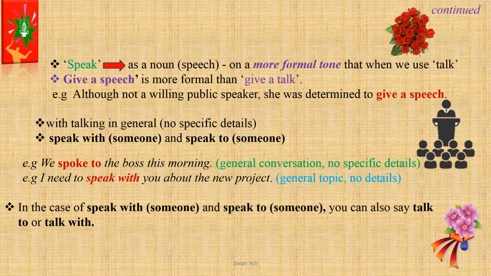We can use speak with someone and speak to someone. For example, we spoke to the boss this morning. General conversation, no specific details. I need to speak with you about the new project. General topics, no details. In the case of speak with someone and speak to someone, you can also say talk to or talk with.